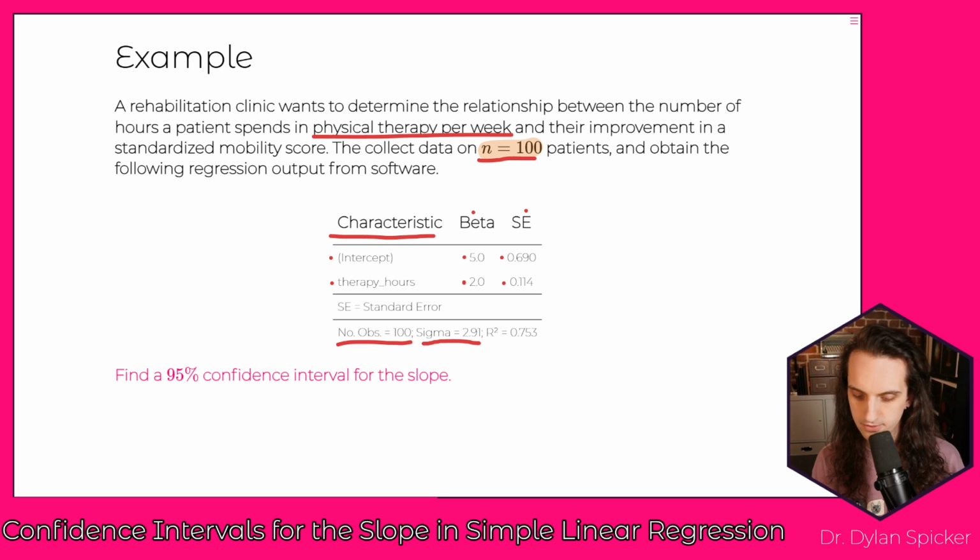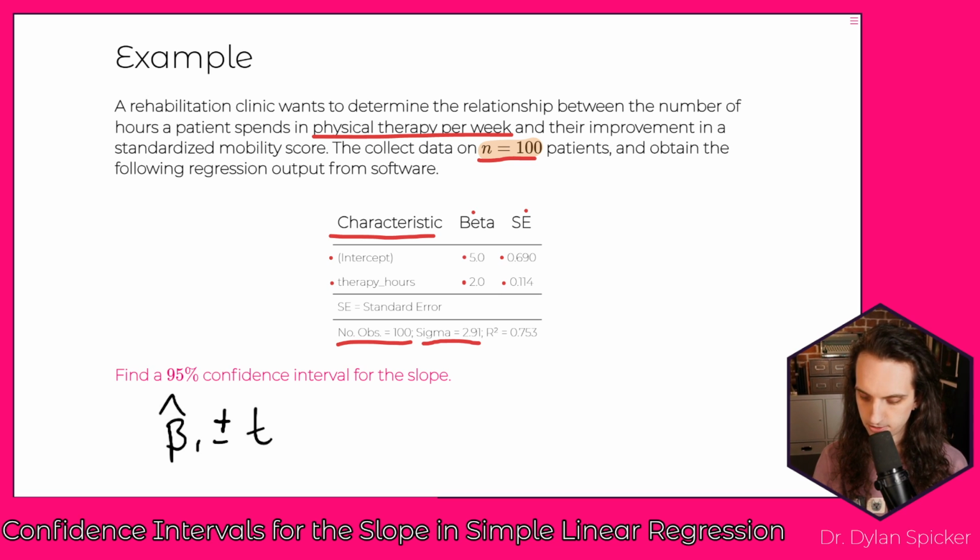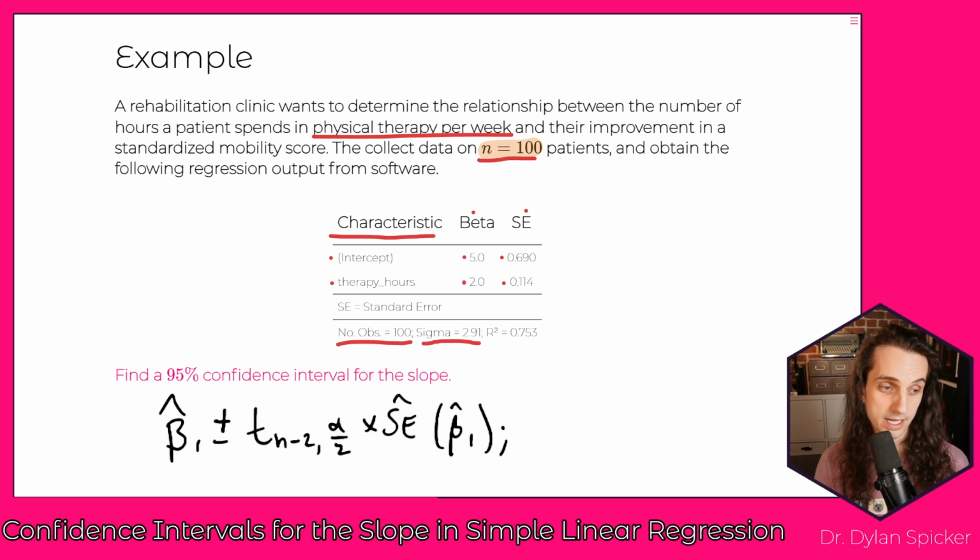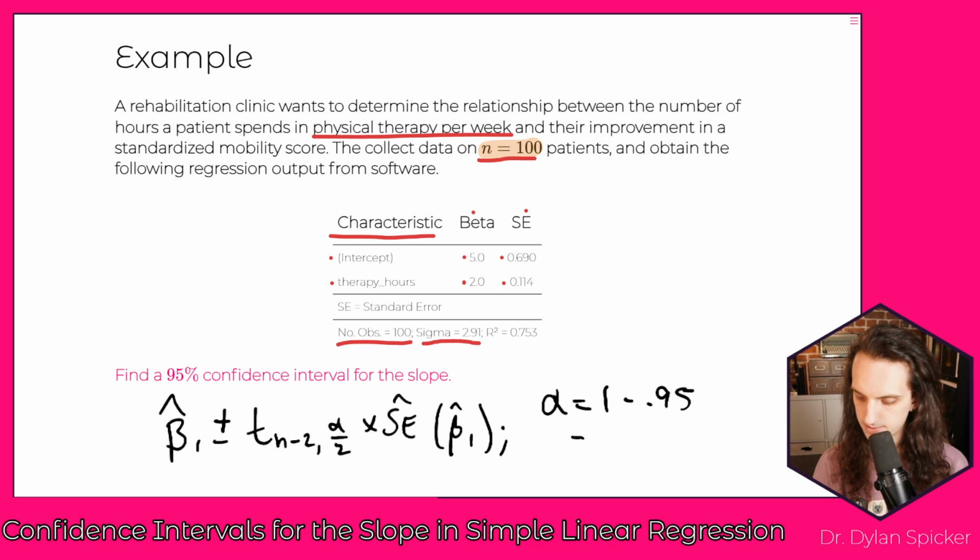Okay, so we're told all of this information, and what we want is a 95% confidence interval for our slope. And so remember that this confidence interval is always going to take the form of our point estimate plus or minus our critical value, and that critical value is going to be the t_{n-2, alpha/2} critical value, and then we multiply that by the estimated standard error of our value here. Okay, and so in this case, alpha is going to be 1 minus 0.95. That's going to give us 0.05 for our alpha here, right? And we can work out that the standard error is going to be 0.114, right? Our estimate value here is 2.0, okay?